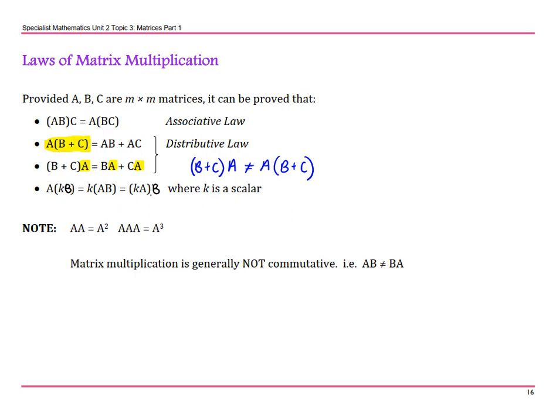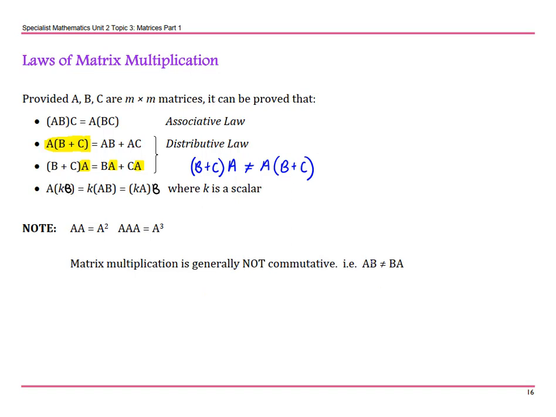It's always the same. Also note that A times A is the same as A squared, and A times A times A is A cubed. Now, the reason why I'm saying that order matters is that matrix multiplication is generally not commutative, meaning AB does not equal BA. So you have to get that order right.